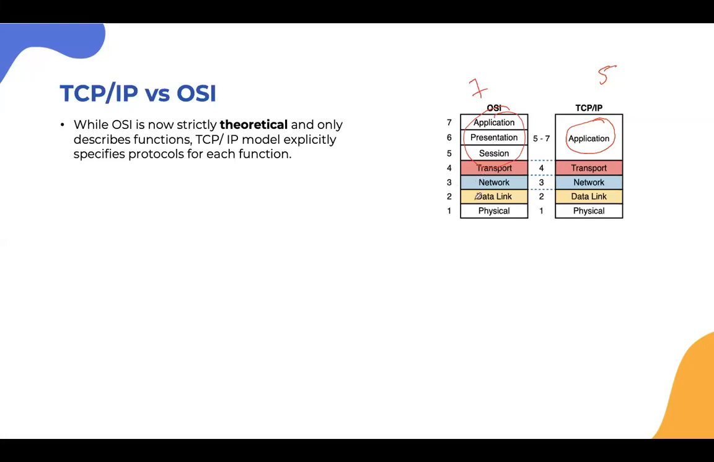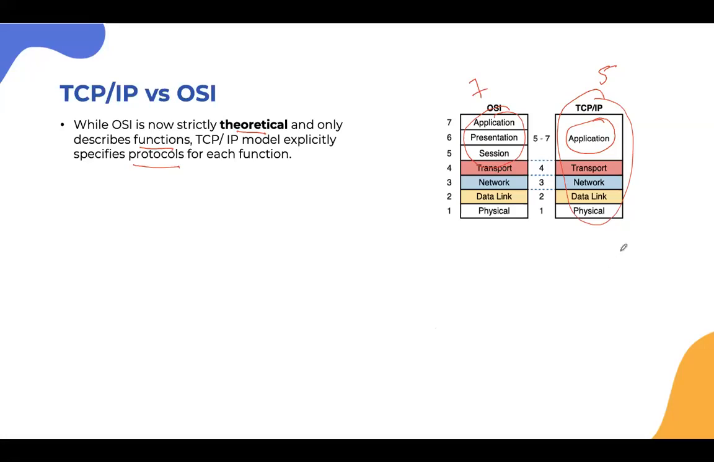Now, the OSI model per se is strictly theoretical. We use it to describe the flow of data, how something works, troubleshooting logic and all that. Whereas the TCP/IP model explicitly specifies which protocol will do what. DHCP will do this, DNS will do this, HTTP will do this. So it's practical, and it is implemented within the operating systems everywhere, be it Windows 7, Windows 10, Windows 8, or maybe an Android, or maybe a BlackBerry mobile, whatever it is, right?